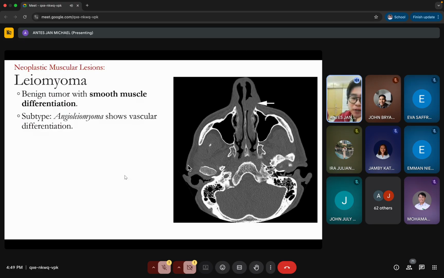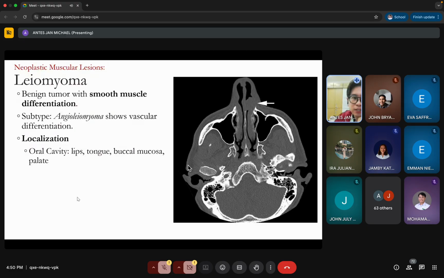As I have said before, blood vessels have smooth muscles. That's why it has this potential to grow leiomyoma. But since it is very specific, it's a subtype of leiomyoma. They term it angioleiomyoma, just to differentiate it from other leiomyomas that are not coming from blood vessels. Angioleiomyoma is a very specific subtype because it is localized in blood vessels and shows vascular differentiation.